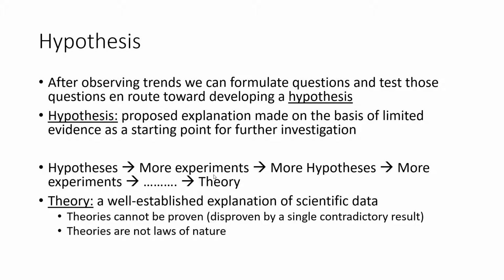Those experiments allow us to develop more hypotheses, which allow us to develop more experiments over and over again as we refine our understanding, until we gather enough information and get a clear enough understanding that we can develop what's called a theory. A theory is defined as a well-established explanation of scientific data. Theories cannot be proven, but they can conversely be disproven by a single contradictory result. So theories are not laws of nature. They are simply our human understanding of the world around us.